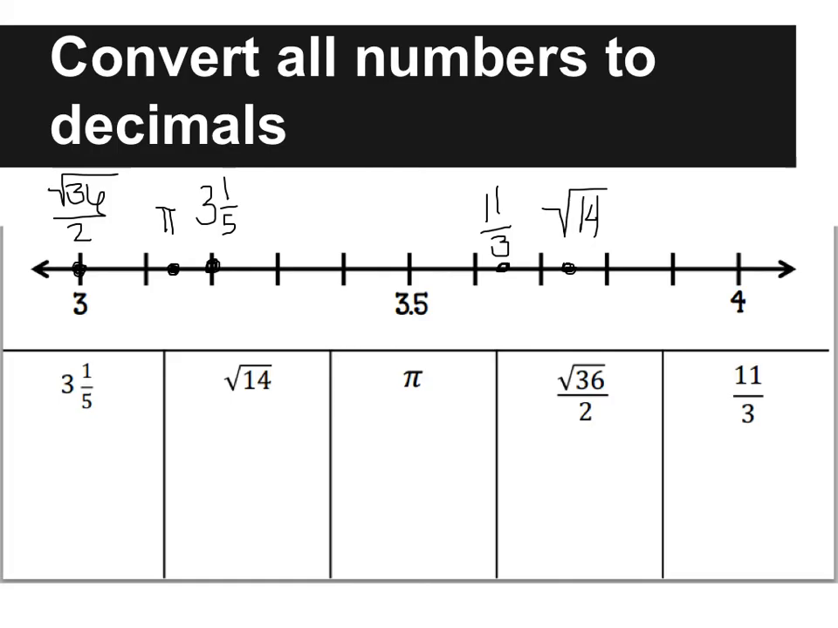If we were asked to list these in descending order, we would go from greatest to least, so the number line would help us see which of these is the greatest to the least.